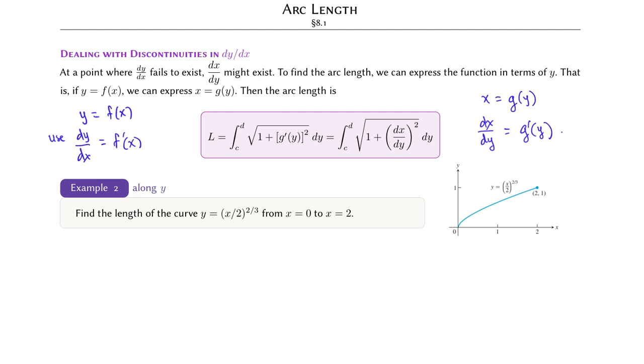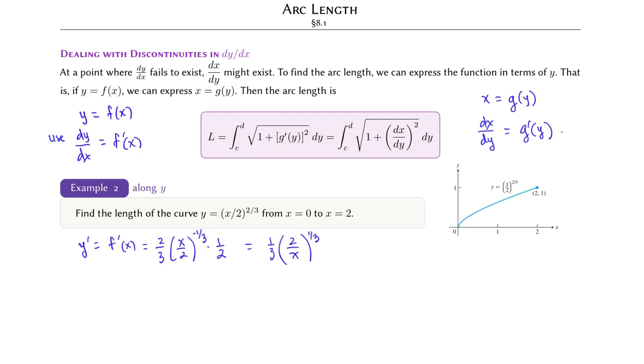For example, find the length of the curve y equals (x/2) to the power 2/3 from x equals 0 to x equals 2. If we were to integrate along the x-axis, we would have to find y prime or f prime of x. y prime is 2/3 (x/2) to the minus 1/3 power using the chain rule, multiplied by 1/2. This can be simplified to 1/3 (2/x) to the power positive 1/3.